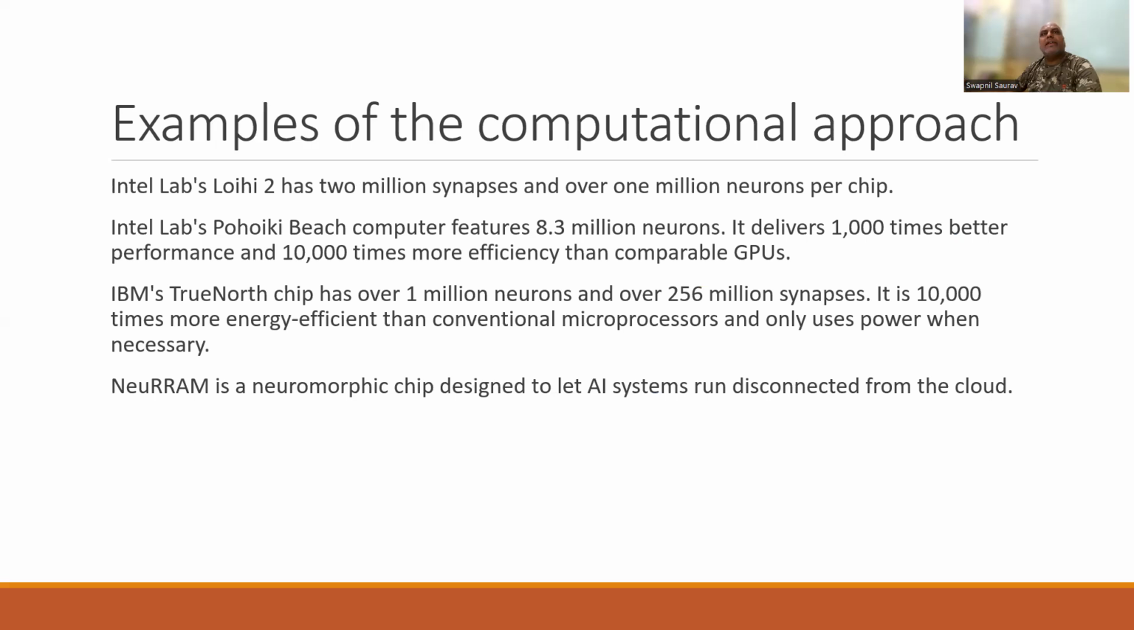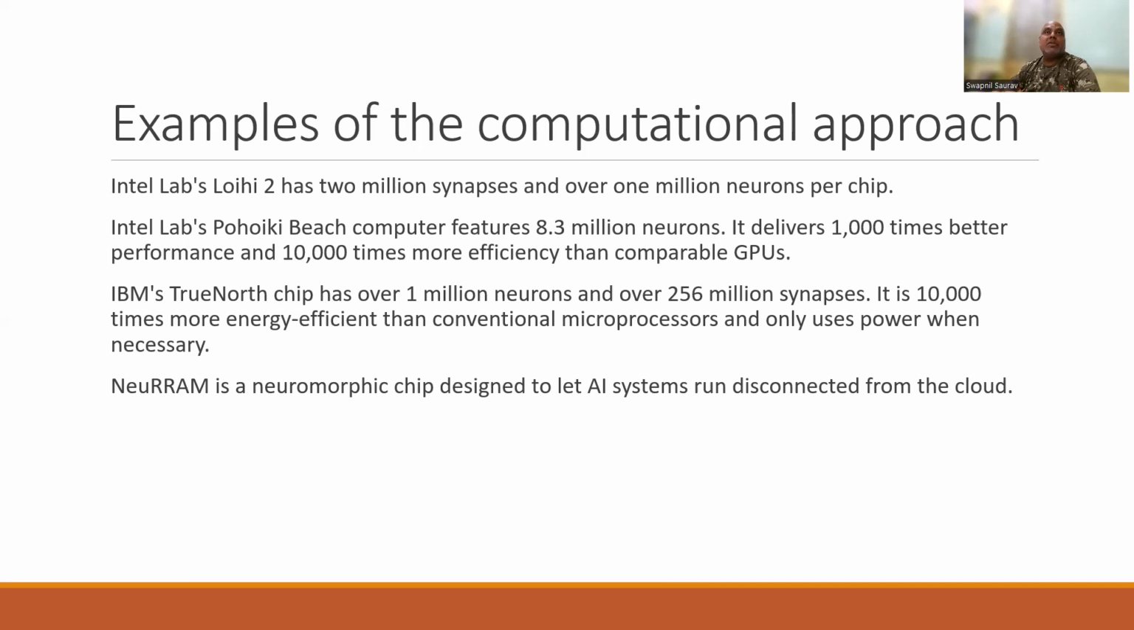Now let's look at some examples of computational approaches that we are seeing in the industry. So we have Intel Labs' Loihi 2, which has 2 million synapses and over 1 million neurons per chip. They are optimized for SNN. You have Intel Labs' Pohoiki Beach computer, which has about 8.3 million neurons. It delivers 1,000 times better performance and 10,000 times more efficiency than comparable GPUs.